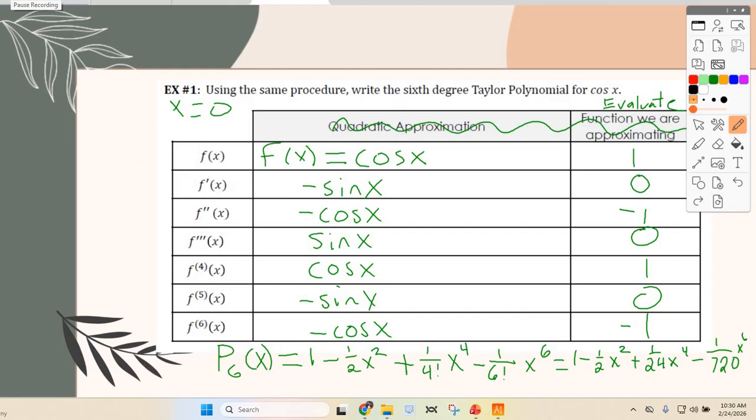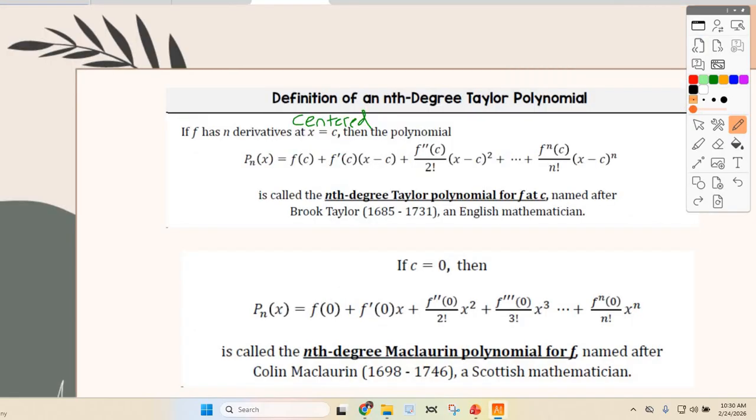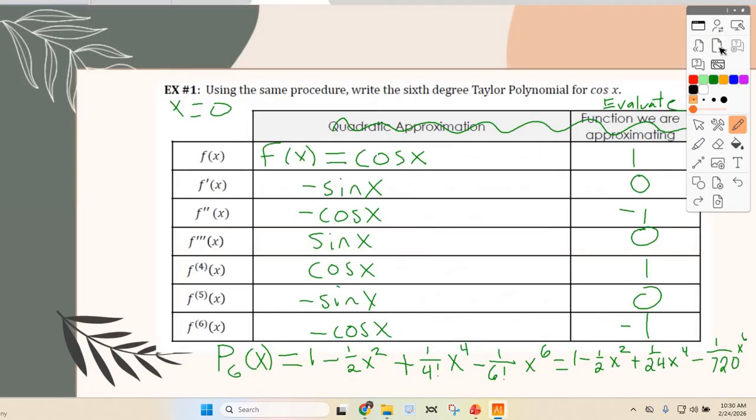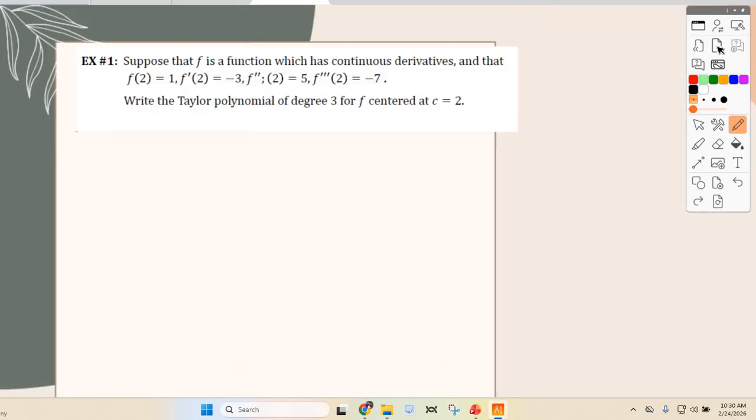Taylor polynomial for cosine centered at x equals 0. And so remember, in general, this was what our nth degree polynomial was looking like. So let's look at that with some other functions besides just cosine. The first thing that we're going to look at is just given in function notation.